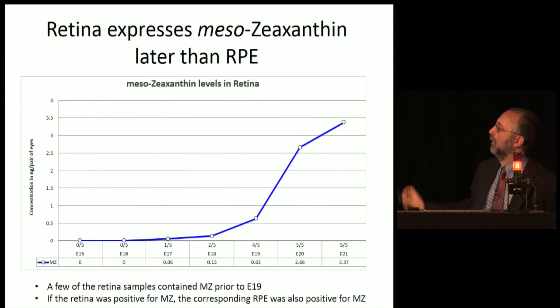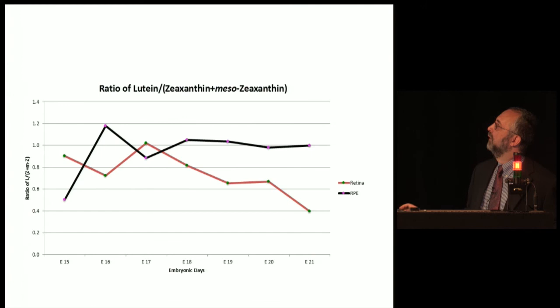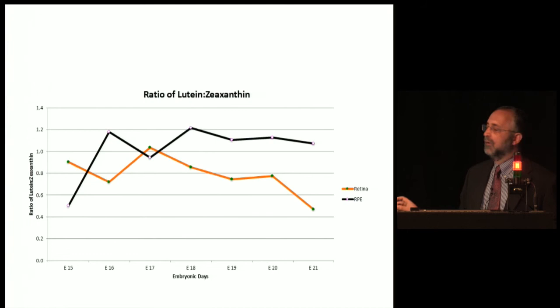So we can see that the ratios are more like 1 to 1 through here, more similar to the brain, of lutein to zeaxanthin in the retina. We can see that the ratio of lutein to zeaxanthin plus meso-zeaxanthin shows that there is more meso-zeaxanthin and zeaxanthin present throughout time. So there is a preference for the retina to have more zeaxanthin and meso-zeaxanthin.